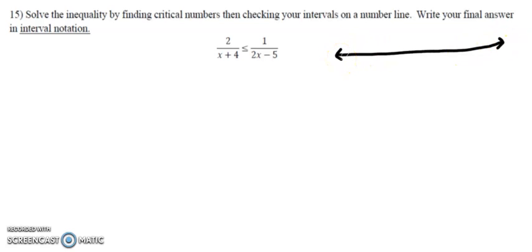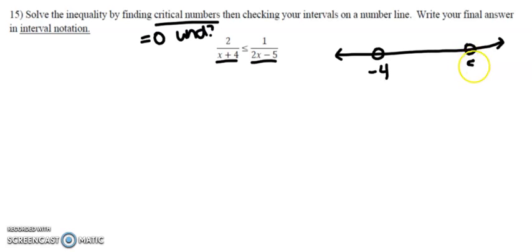So we need to find critical numbers, and critical numbers come from where we are equal to 0 or where our function is going to be undefined. So looking at our original typed inequality, we're going to have problem spots at -4, can't divide by 0, and 5 halves, which is 2.5, just for reference sake, on a number line, because that's what would make the denominator 0. So that's going to be our undefined values.